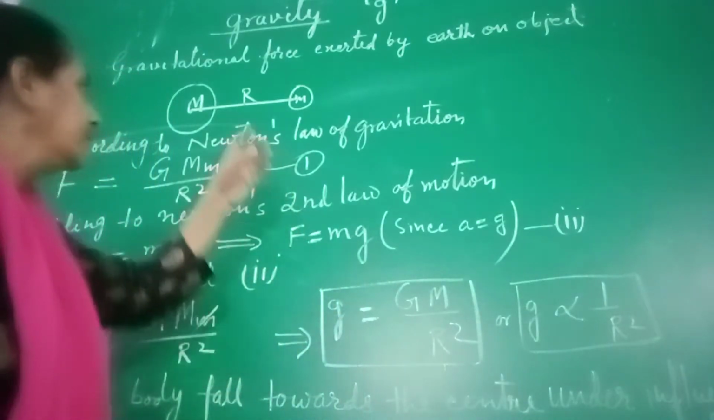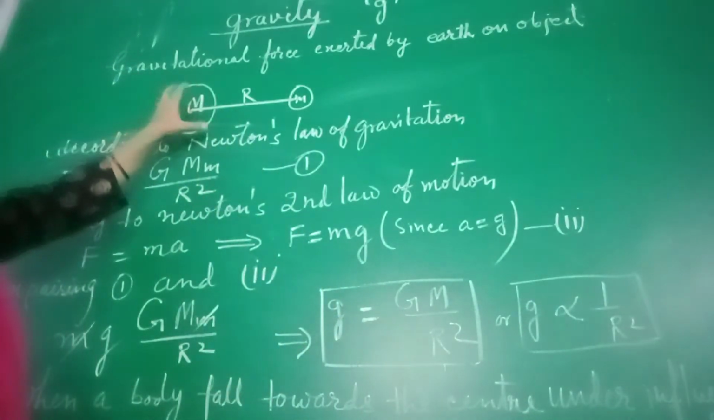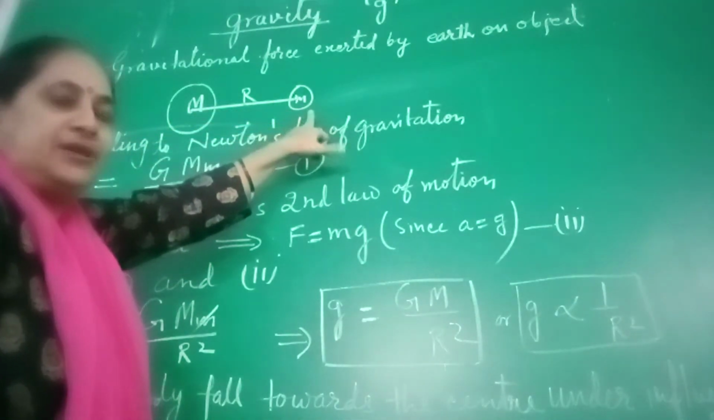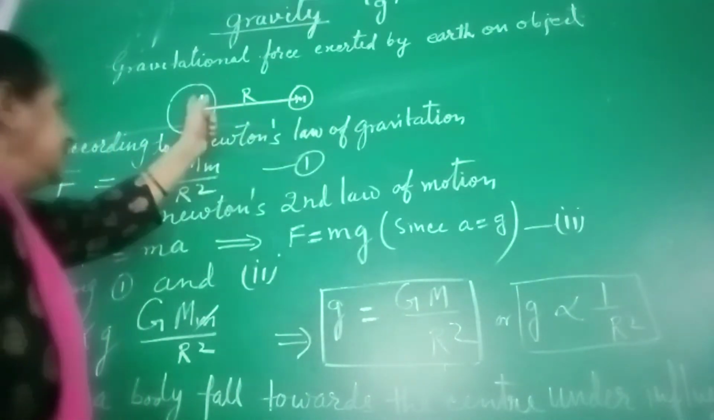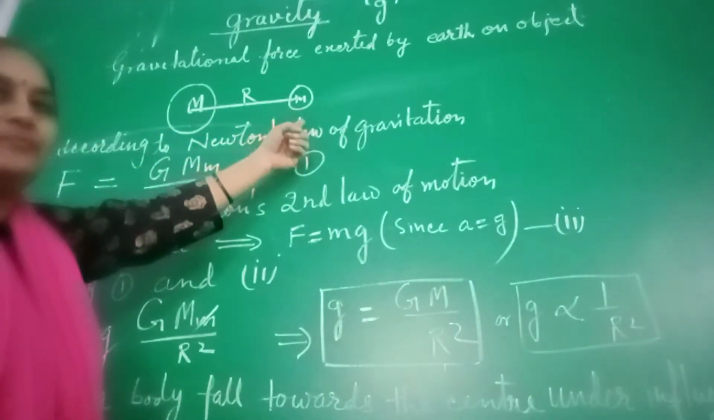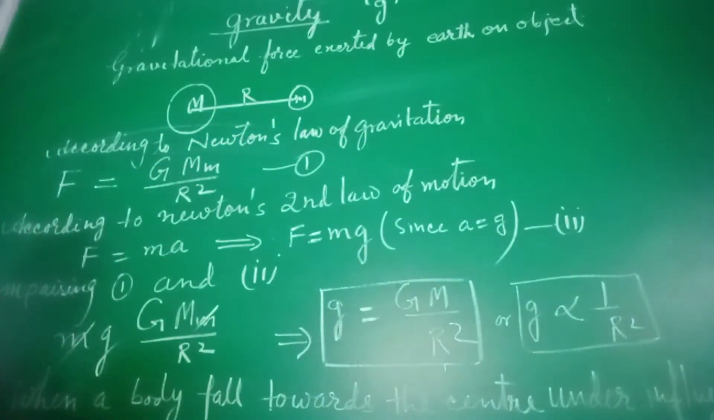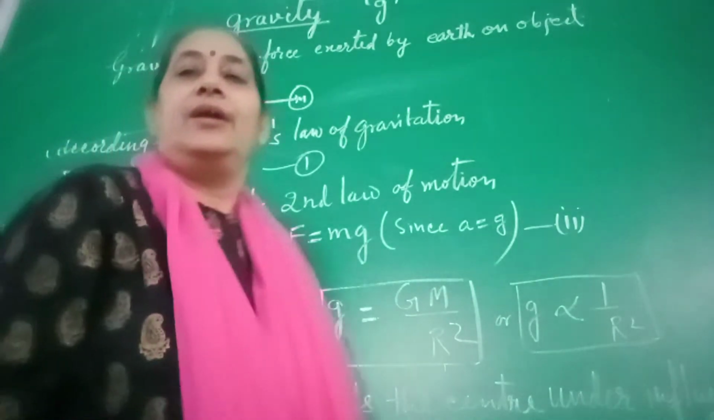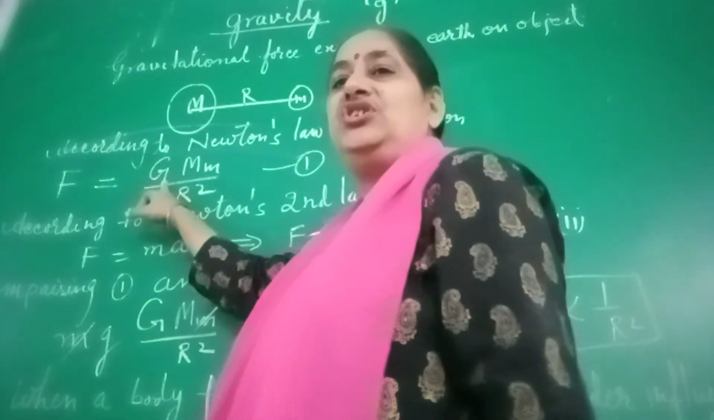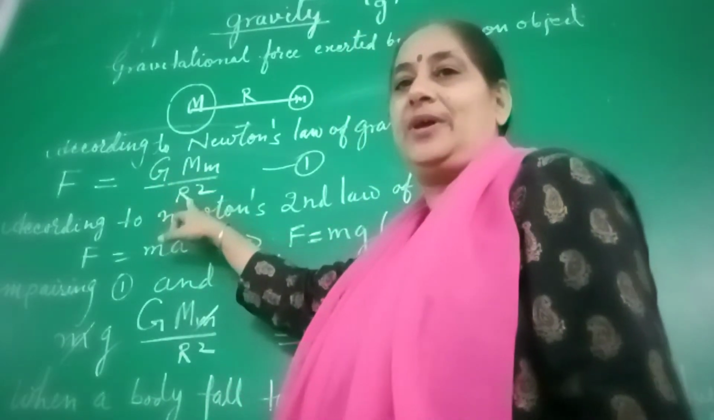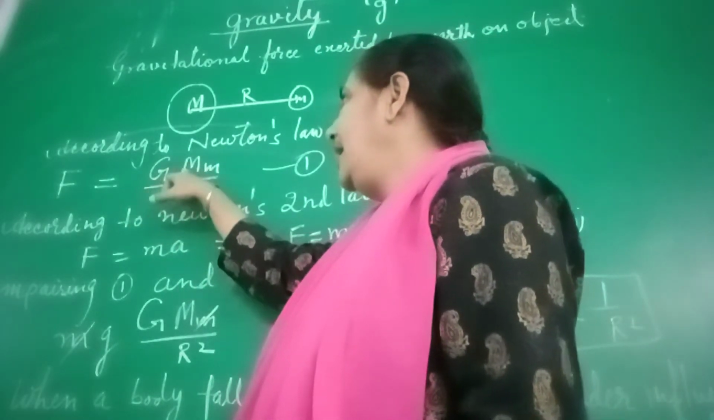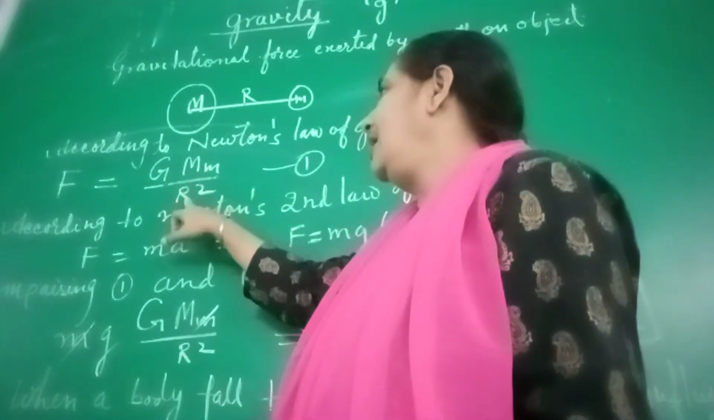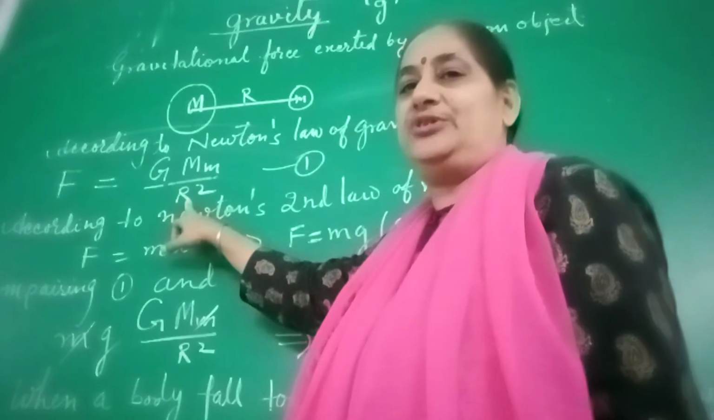Let us say capital M is the mass of the earth and small m is the mass of the object. And the distance between the center of the earth and the object is r. Then according to Newton's law of gravitation, F equals GMm by r square, where G is a constant, M is the mass of the earth, small m is the mass of the object and r is the distance from the center to the object.